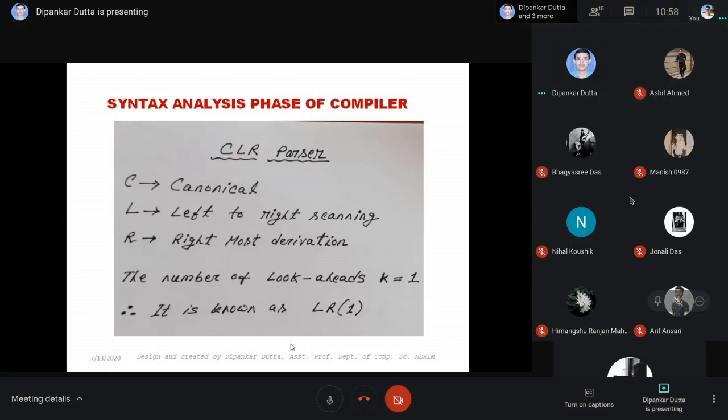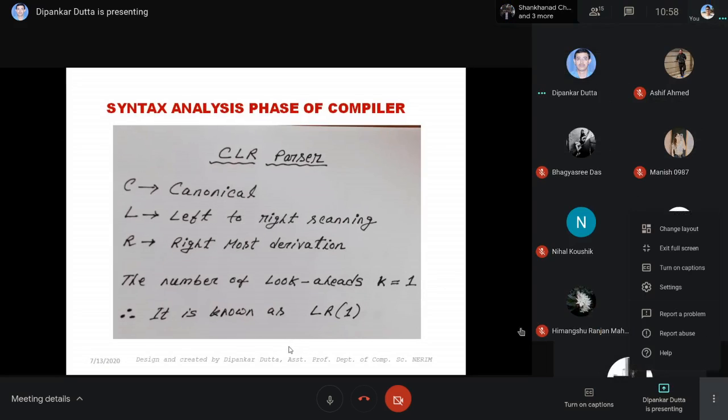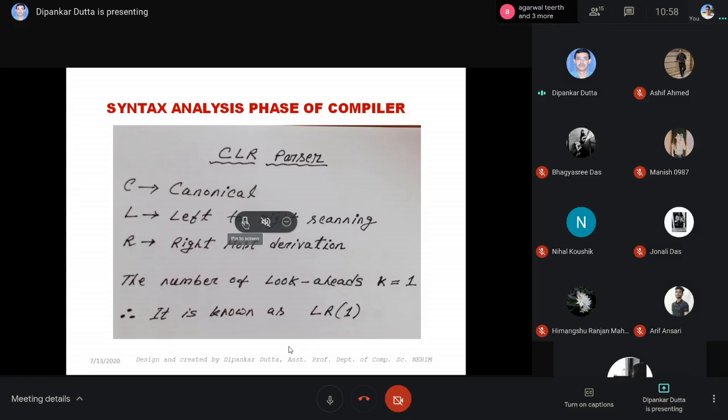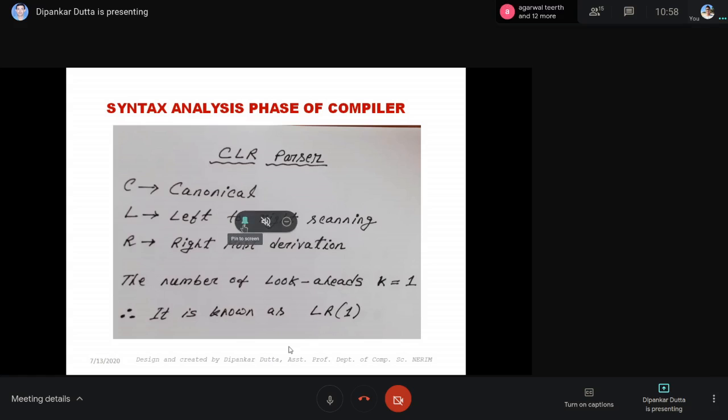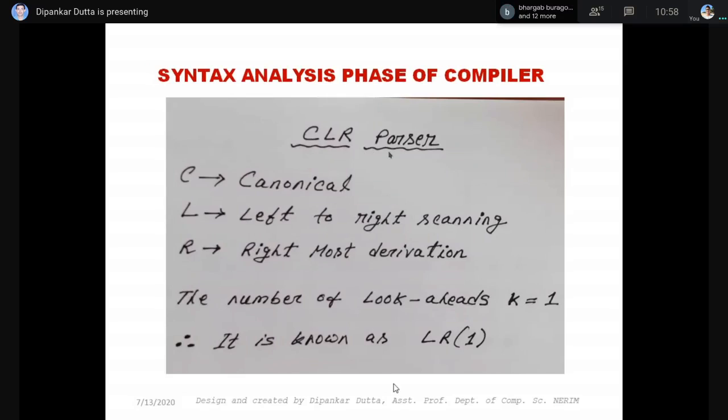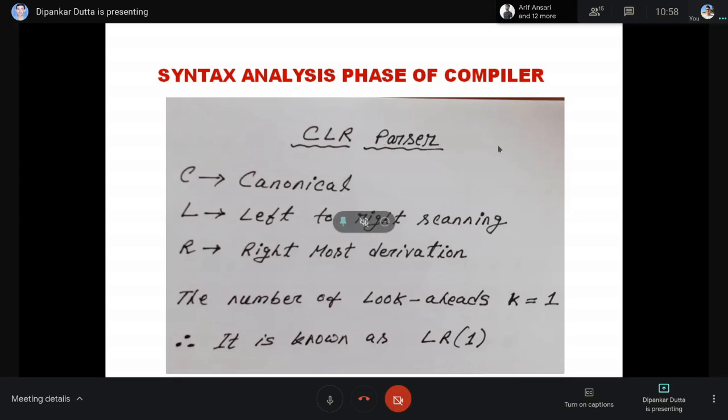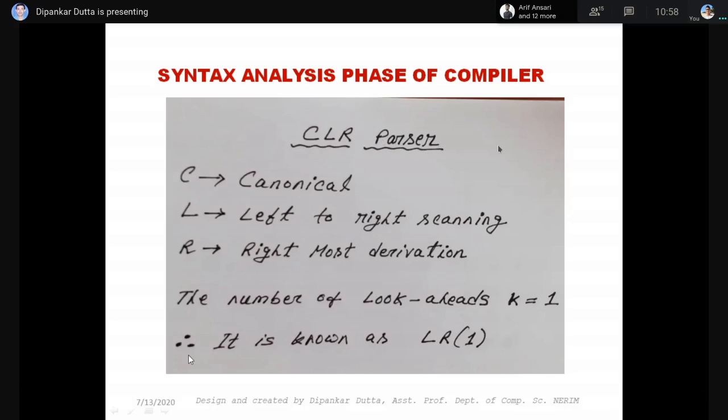So today we are going to start the second parser of compiler design syntax analysis phase. It is known as CLR parser. Okay, CLR parser. C stands for canonical. Capital L stands for left to right scanning. Capital R stands for rightmost derivation.